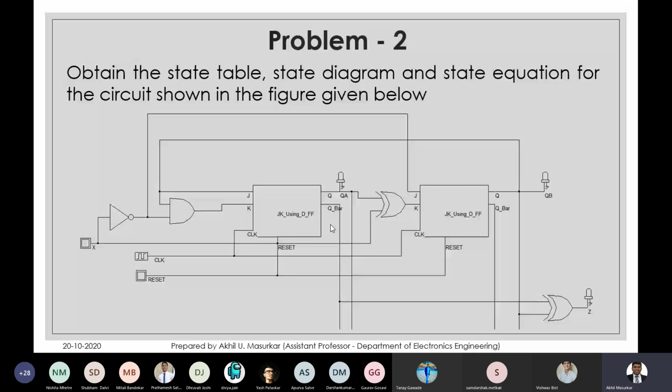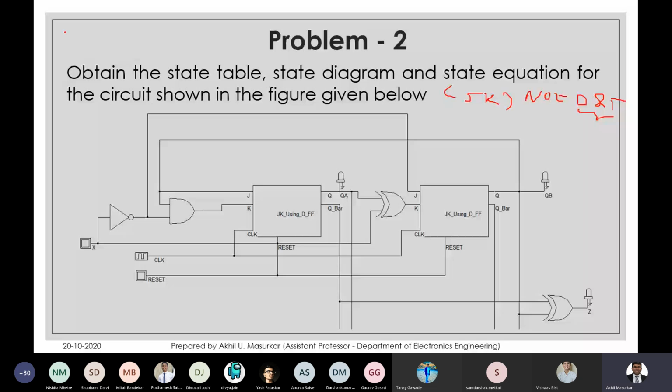So here, what we are going to do is we will be using a JK flip flop. What you can see is a JK flip flop and not D and T. So you need to be slightly careful when you look at JK, D and T.